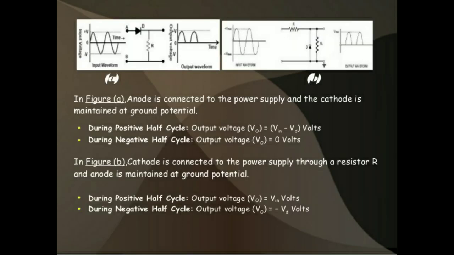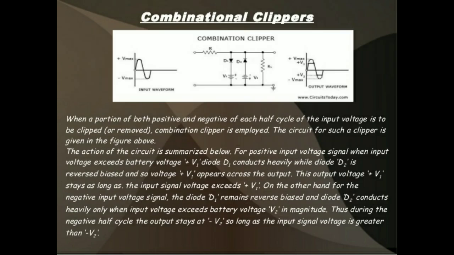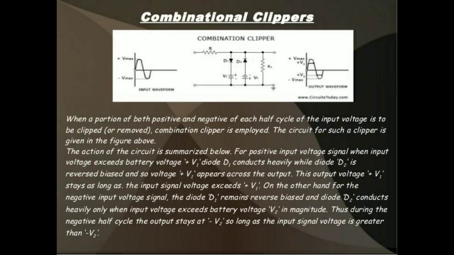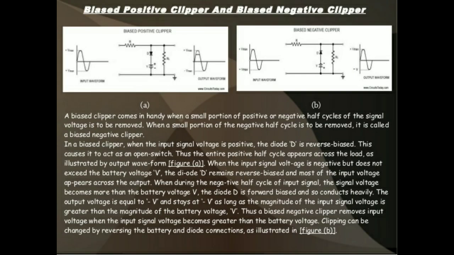The next one is biased clippers. Here it uses reference voltages. By using these reference voltages only, it can produce the output. So this is the circuit diagram. Positive biased clipper. Here, during the positive half cycle, the diode is in forward bias condition.